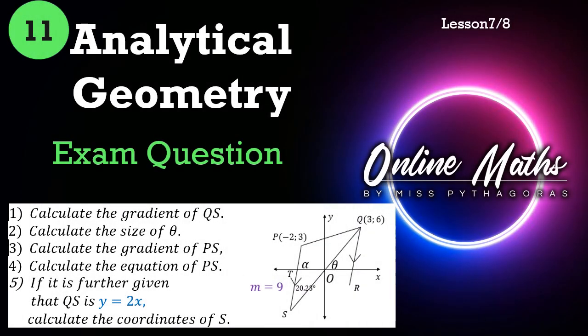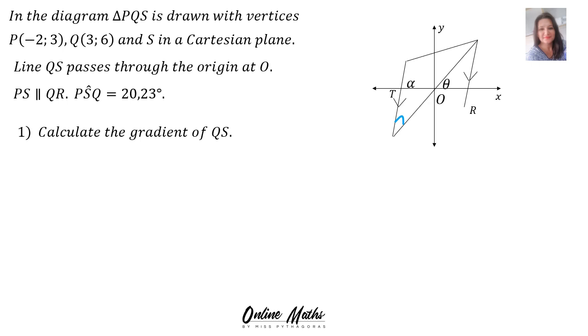Hello everybody, in this video I will discuss a typical exam question on analytical geometry. In the diagram, triangle PQS is drawn with vertices P(-2; 3), Q(3; 6) and S in a Cartesian plane. Line QS passes through the origin at O. PS is parallel to QR. Angle PSQ is equal to 20,23 degrees.